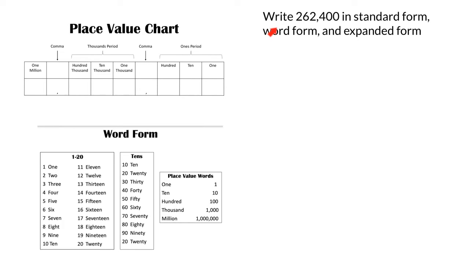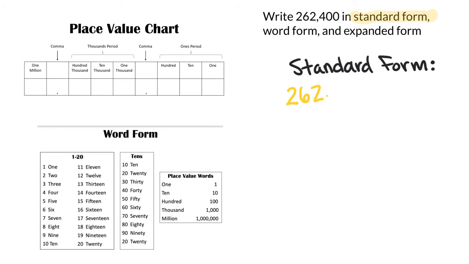Okay, we are going to write 262,400 in standard form, word form, and expanded form. Let's focus on standard form first. Standard form is my favorite because you just write the number. So it's 262,400. Standard form.